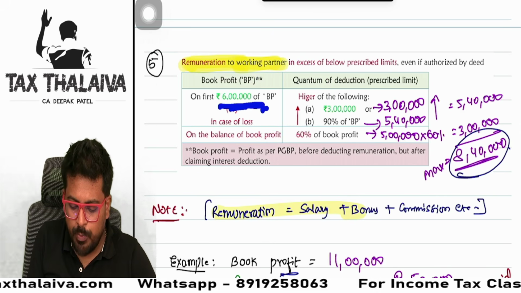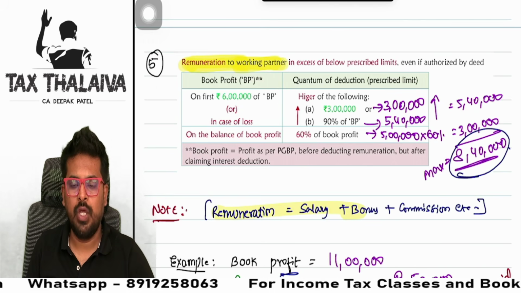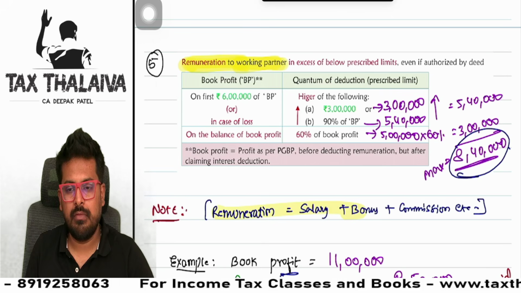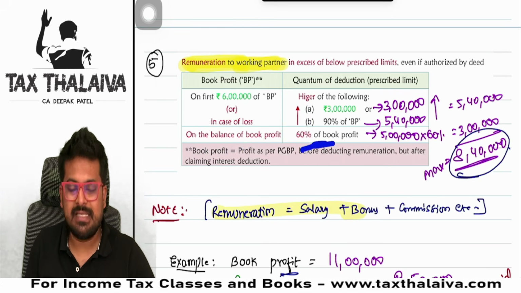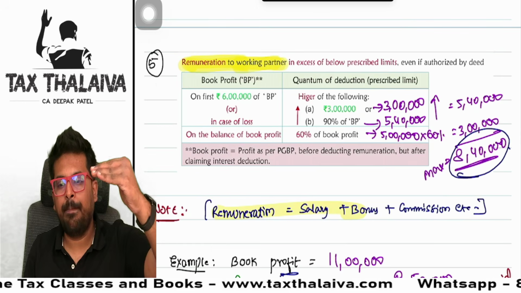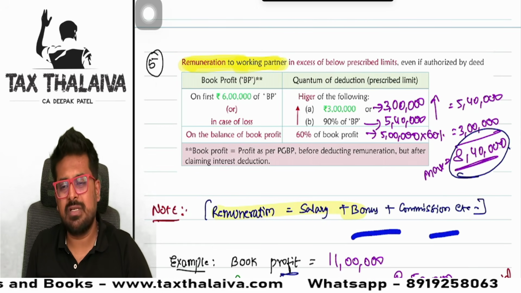On the first 6 lakhs of book profit, or in case of loss also, you have to take the higher of 3 lakhs or 90% of book profit. The higher you will take. And on the remaining balance of book profit, you will take 60%. This is the limit up to which you can maximum pay remuneration to a partner. Remuneration includes salary, bonus, commission, everything.